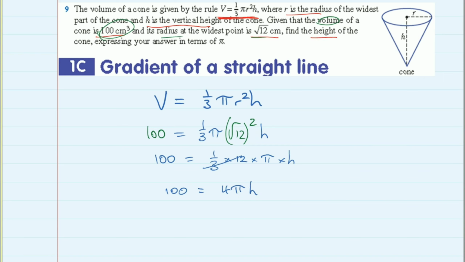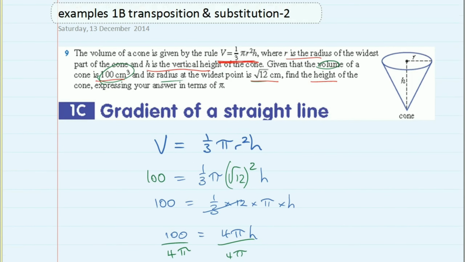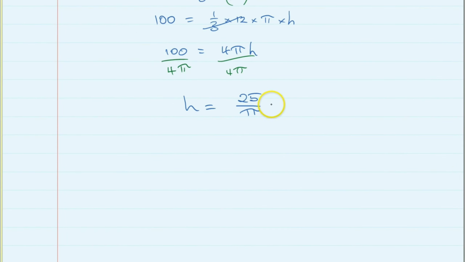And to arrange it so that we get the h by itself, I'm just going to divide both sides by 4 pi. And that's going to leave me with h is equal to, well, 100 divided by 4 is 25, so that's going to give me 25 over pi. And let's just go back and check the question. The height here, it doesn't really tell us what the height is, but given that the radius is centimeters and the volume is centimeters cubed, then we know that the height will be 25 over pi centimeters. And that is the answer to this question.